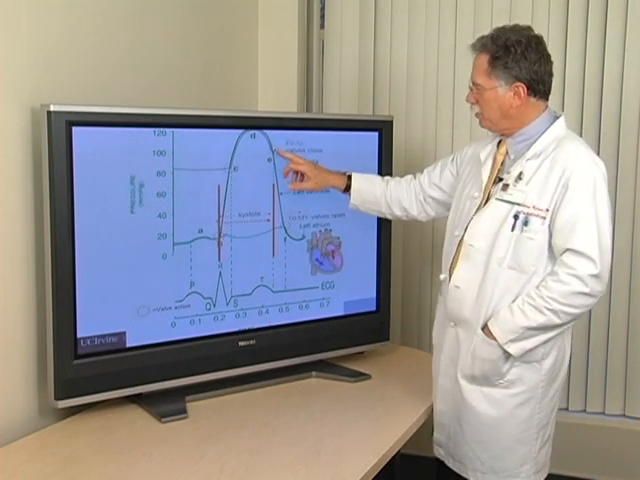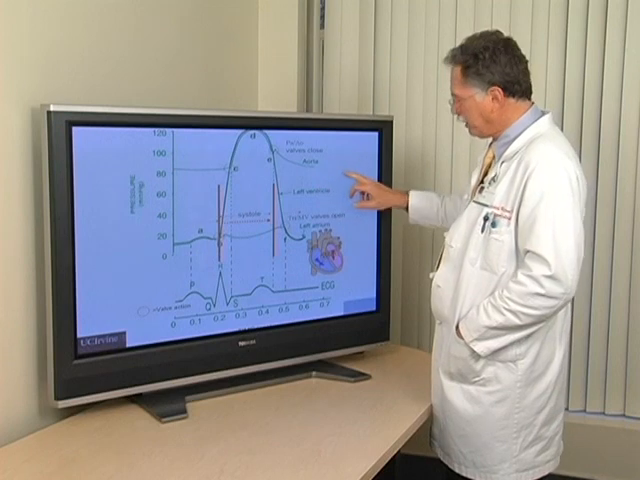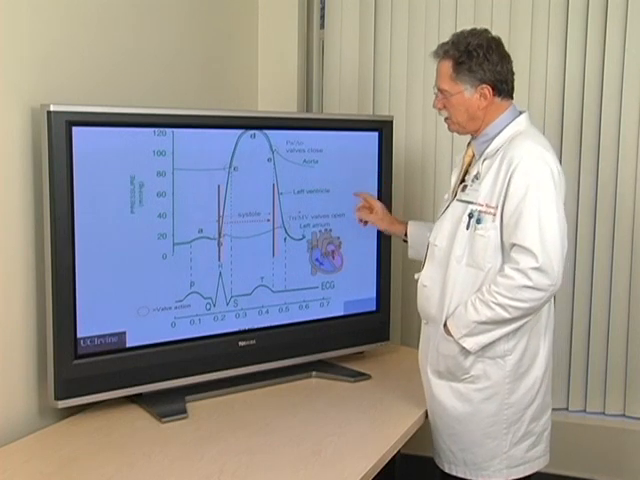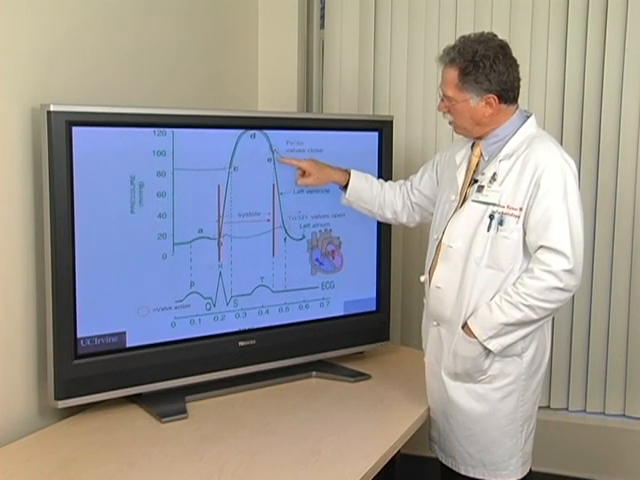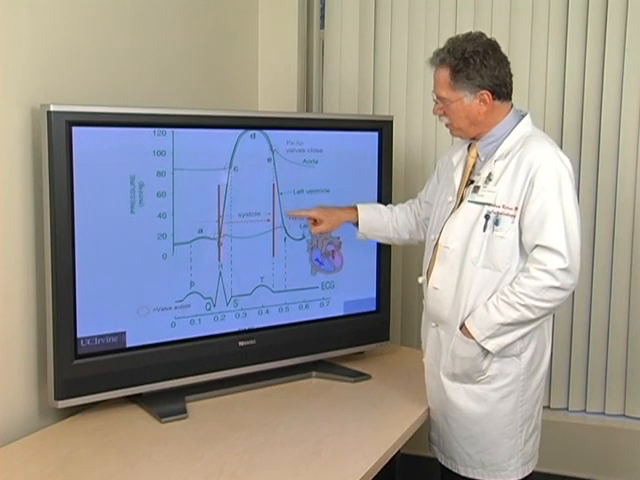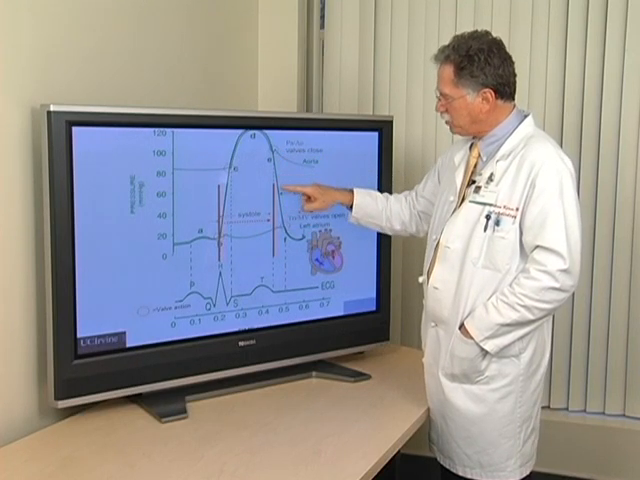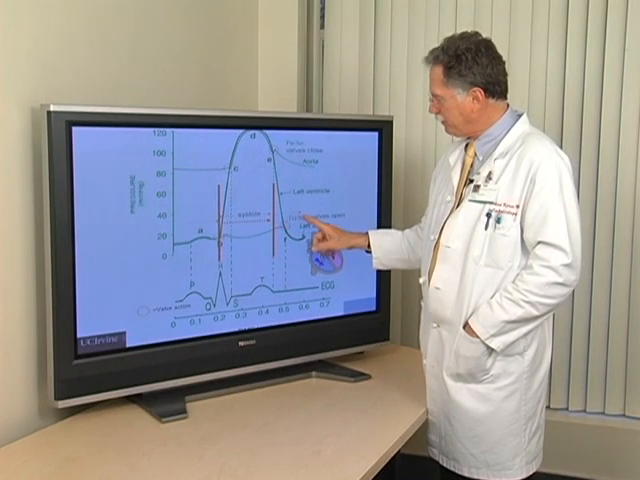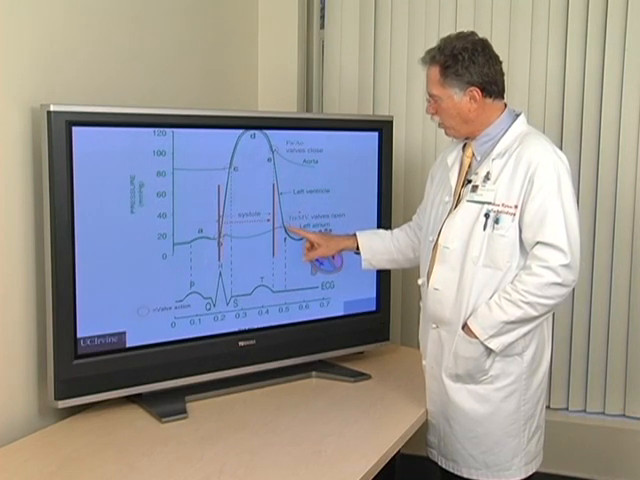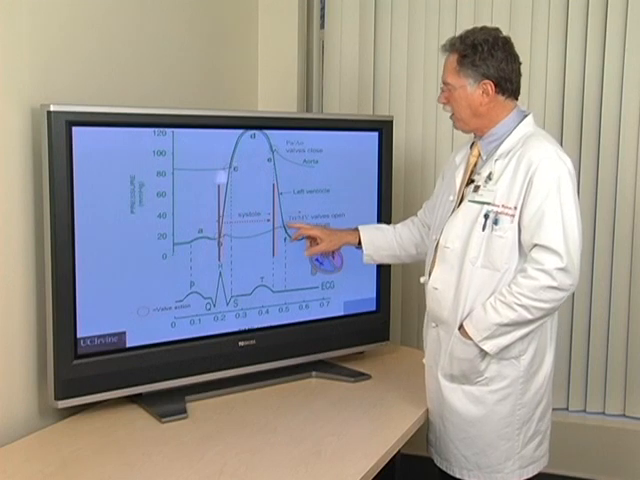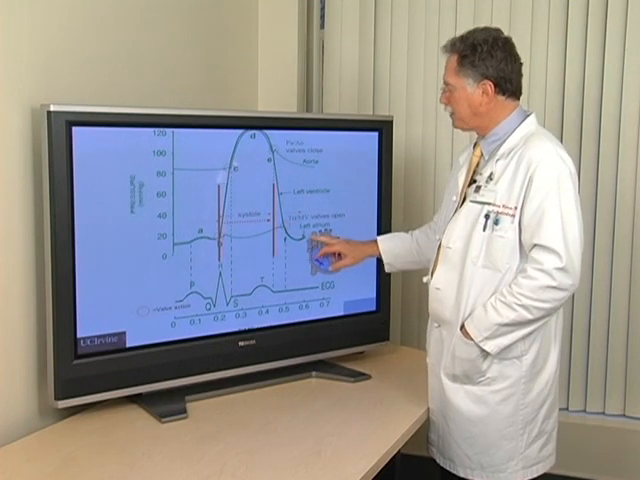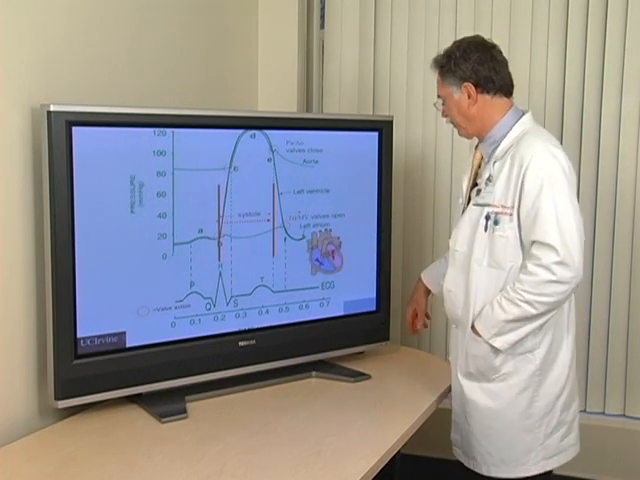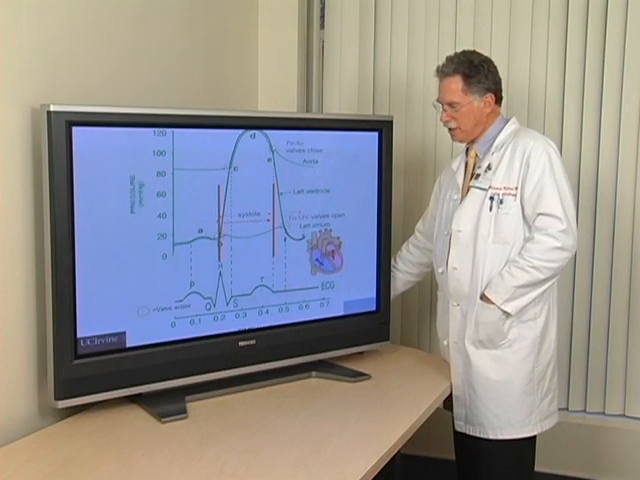The aortic valve closes, pressure in the aorta continues to bleed off to the peripheral circulation, and pressure in the ventricle falls without changing volume. This is called isovolumetric relaxation. And when pressure falls below that of the left atrium, the mitral valve opens and the atrium empties into the ventricle. And that is the cardiac cycle.